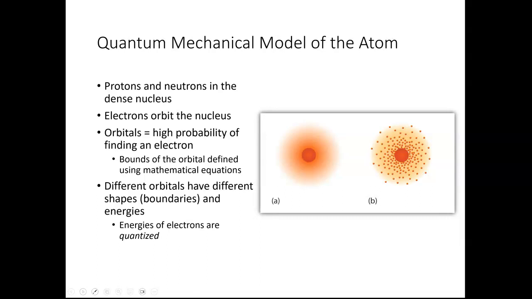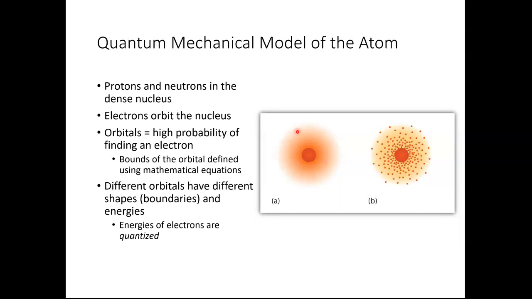like Schrödinger and Heisenberg, and they worked out this quantum mechanical model of the atom. So in this model, we still have protons and neutrons in the dense nucleus, and the electrons orbiting the nucleus. But instead of a discrete energy level where we will find electrons spinning in circles around the nucleus at a specific circular distance, what we actually have are these things called orbitals, not to be confused with the orbits before.